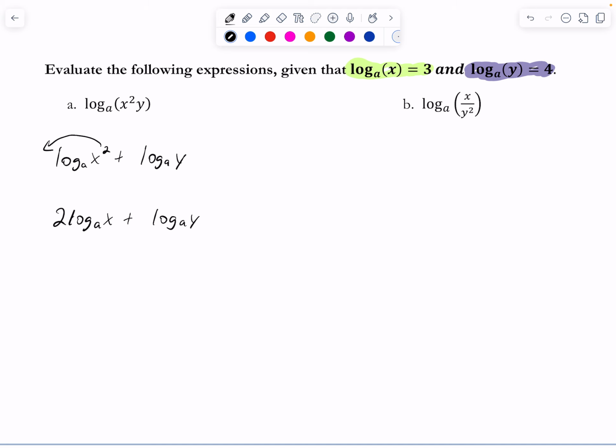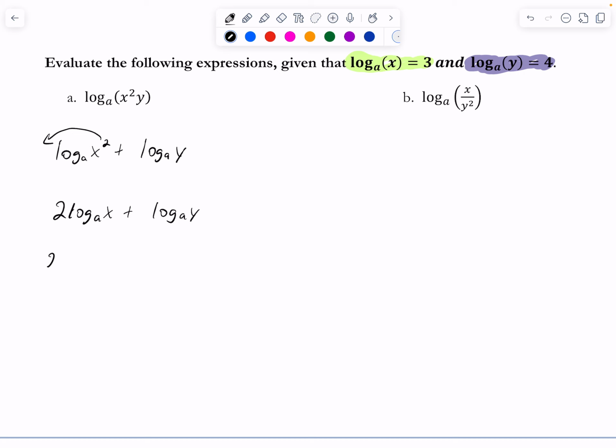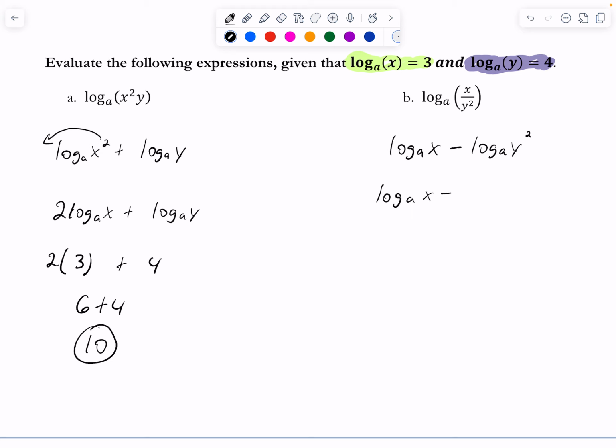And now I'm going to replace, like I just highlighted earlier, the log base a of x, they said, is equal to 3, and the log base a of y is equal to 4. So that's 6 plus 4, which is 10. All right, last one here, I see division. So write log base a of x minus log base a of y squared. Move that power to the front, and it's going to multiply by that log. And plugging in, I have log base a of x is 3 minus 2 times log base a of y, which is 4. So that's 3 minus 8, which is negative 5.